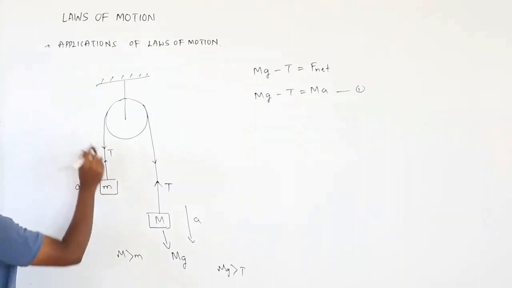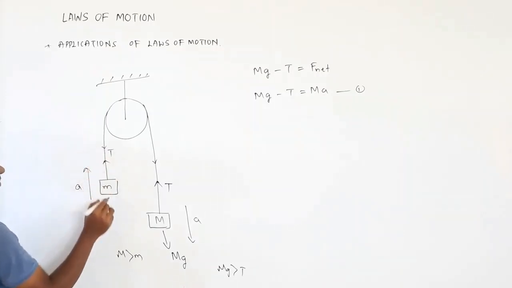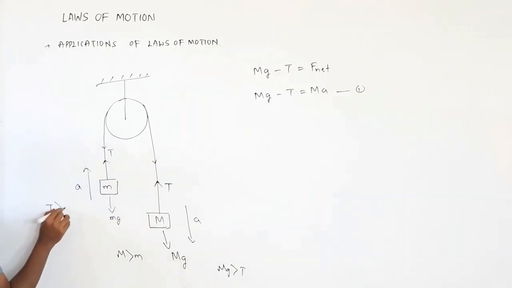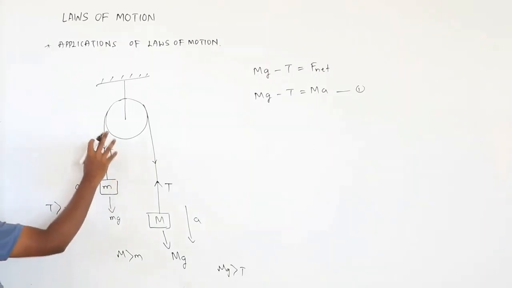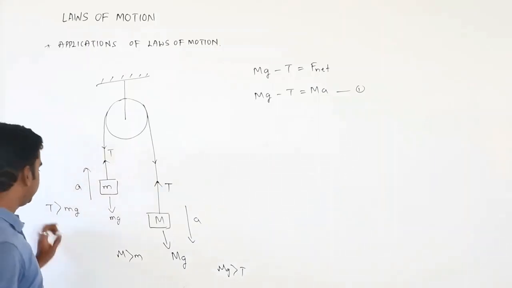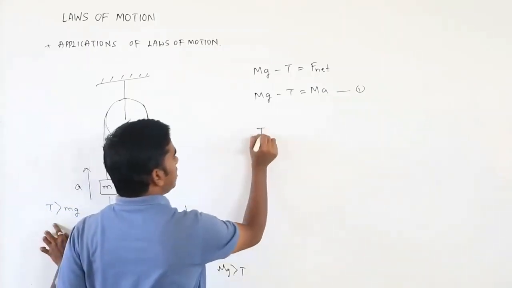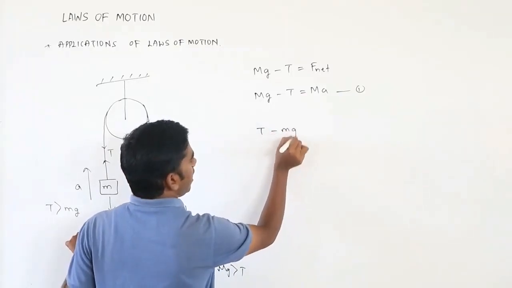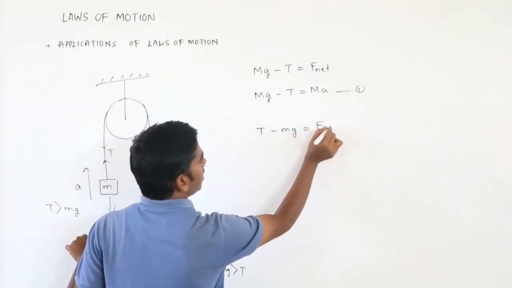That means tension will be more. Tension T will be more, and downward is what? M into G. So I can write T is greater than mass into G. The tension upward is greater than its downward force. That is why it is moving in upward direction. So I can write T upward is more, downward is less, T minus mg equals F net.